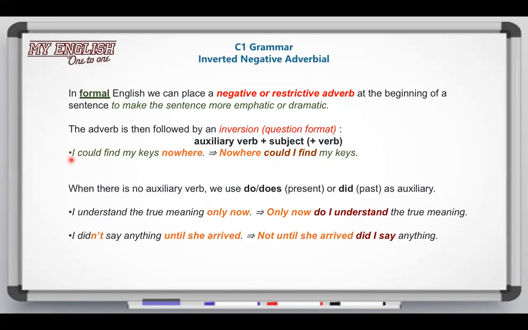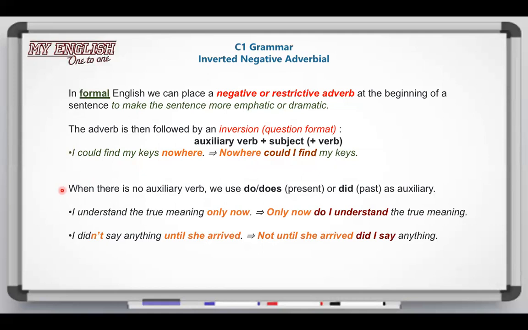Let's check this sentence. I could find my keys nowhere. This would be a regular sentence in which the adverb goes at the end. Nowhere. This is the adverbial or adverb. Now, if we want, we can start the sentence with this adverb, nowhere. Nowhere could I find my keys. So as you see, if you start with the adverb, you invert the order or the syntax to match the form of a question format. Nowhere could I find my keys.